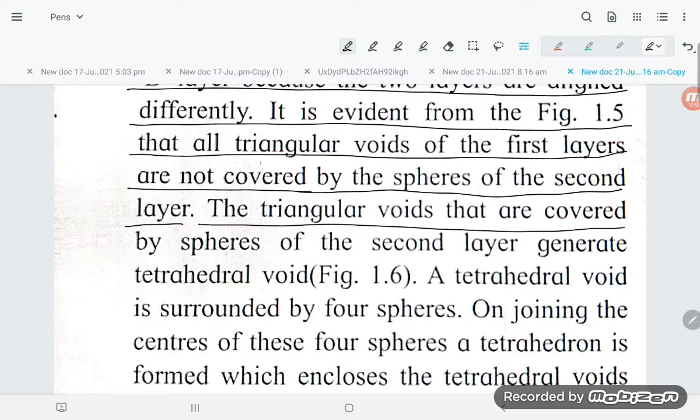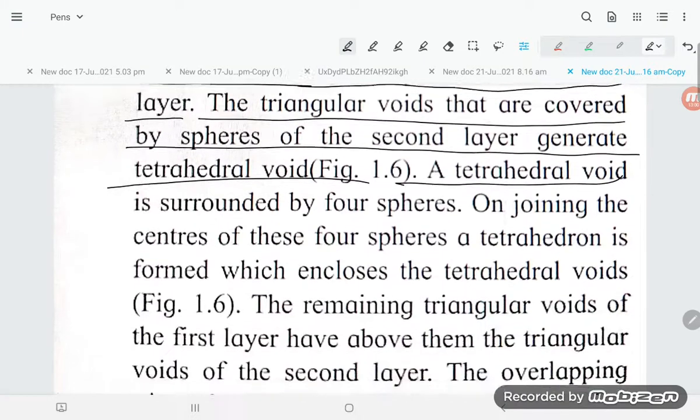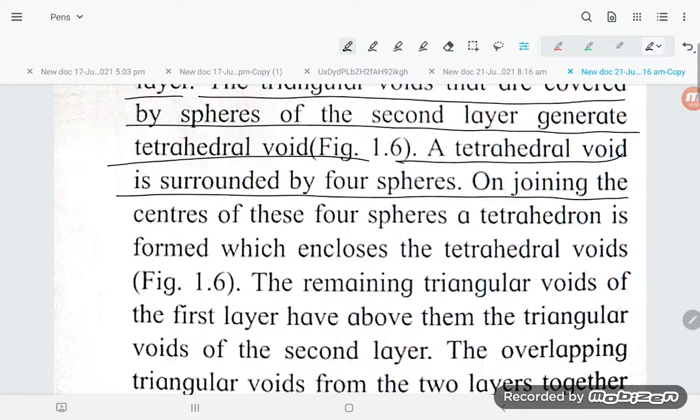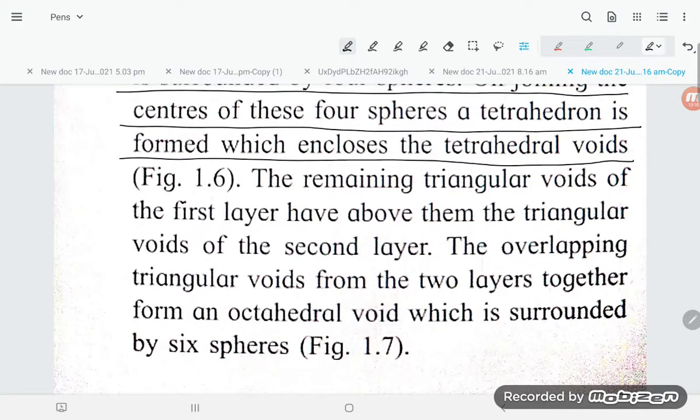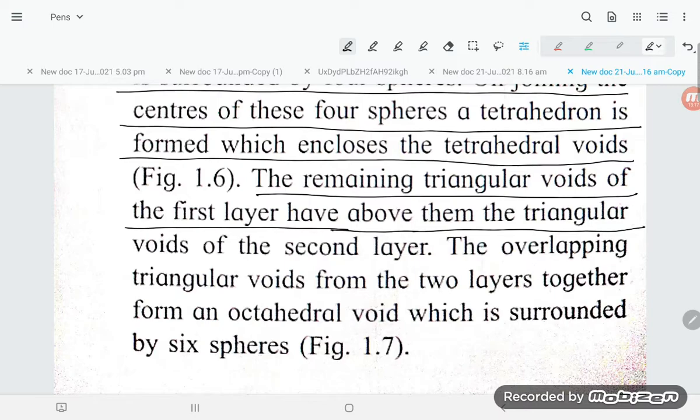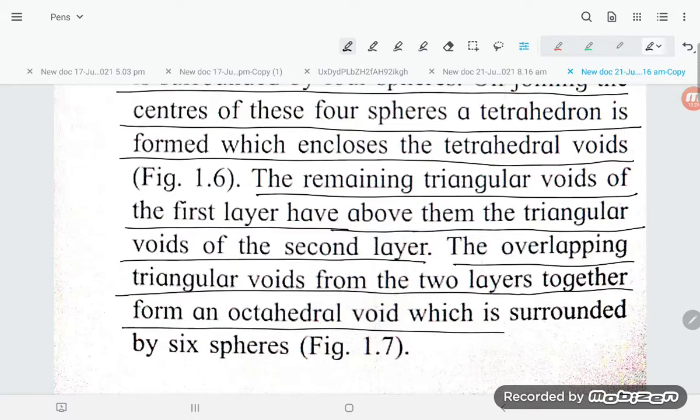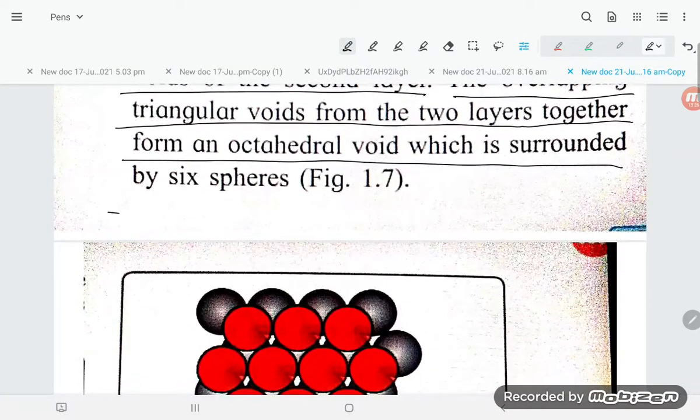The triangular voids that are covered by the spheres of the second layer generate tetrahedral voids. A triangular void is surrounded by 4 spheres, and joining the centers of these 4 spheres, a tetrahedron is formed which encloses the tetrahedral void. The remaining triangular voids of the first layer have above them triangular voids of the second layer. The overlapping triangular voids from the 2 layers together form an octahedral void, which is surrounded by 6 spheres.